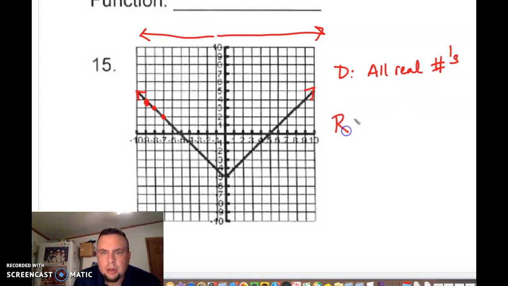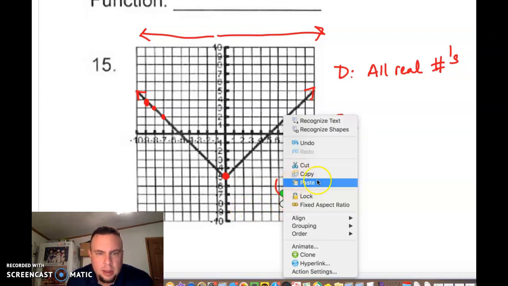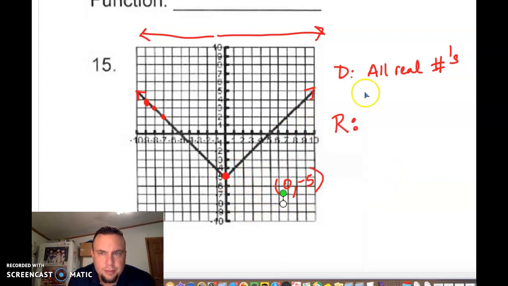Now, the range. Look at the y values. Look at all these coordinates, and look at the y values of these coordinates. That's the lowest y value you're going to get in this particular function, right? So that's the lowest y value, which I'm going to name 0, -5. If you're just looking at y values, not the x's, just the y's, that one is -5, right? That one is -4, -3, so on and so on. And it keeps going up, up, and up, right?